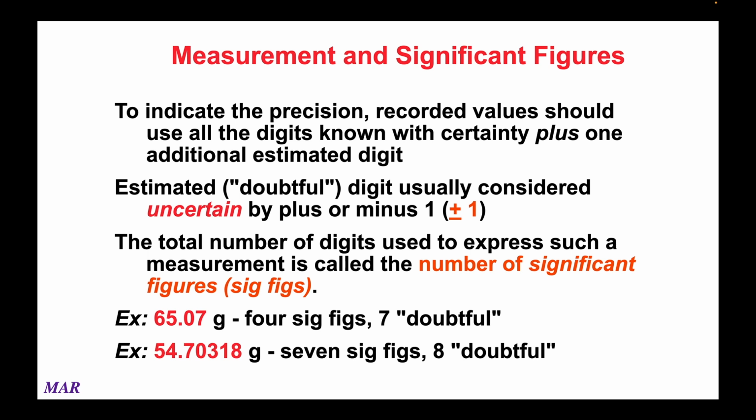5470318 has 7 significant figures, 7 values, all right? And the last one is the one that you're feeling uncertain about. The 8 is the doubtful digit. So we're not sure about that one, but the other ones we're feeling pretty good about. It's just the last one.